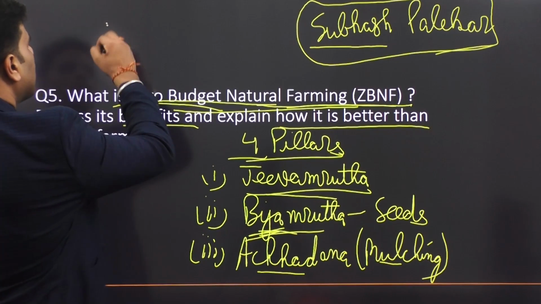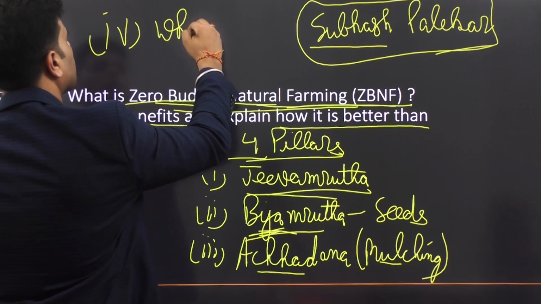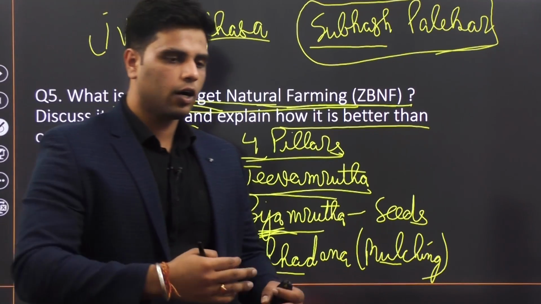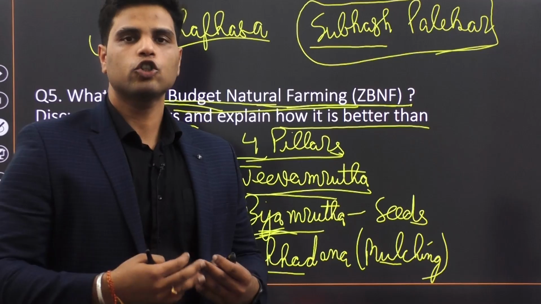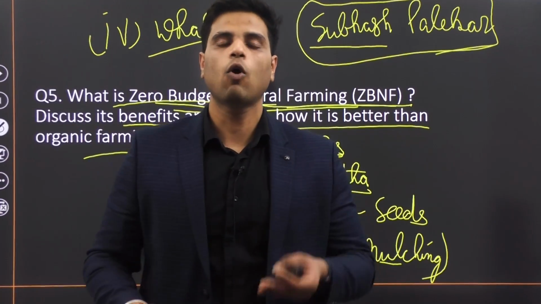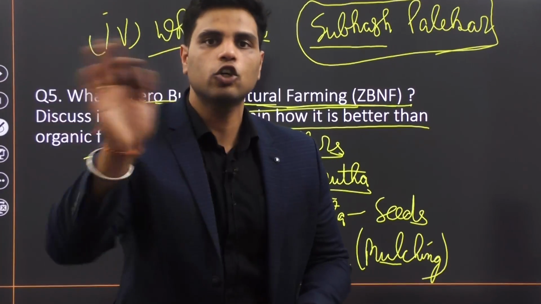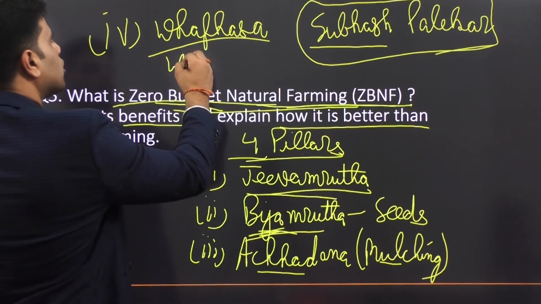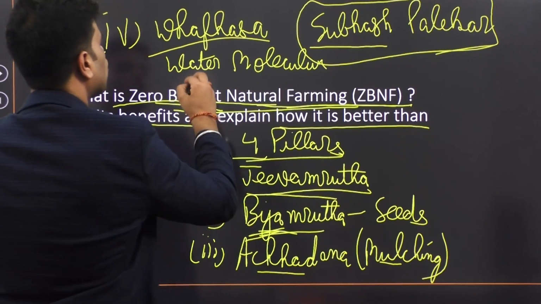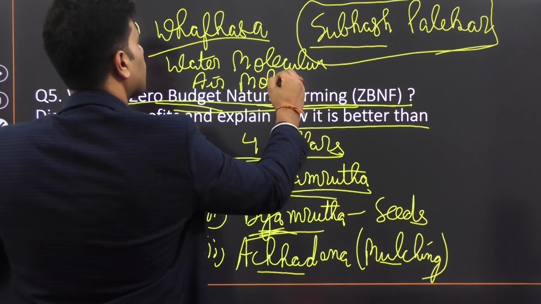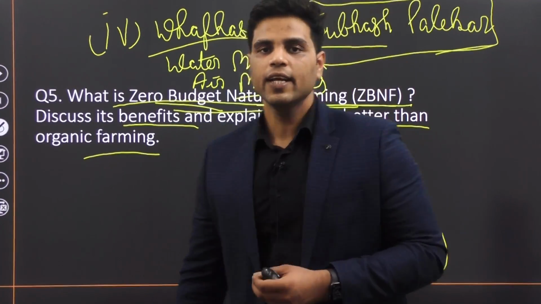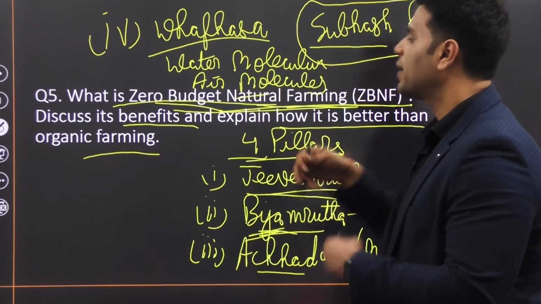And last is Vafasa. Well, Vafasa is actually, you are trying to make your soil breathe. So through various microbes like earthworm and all that, they actually create spaces in your soil so that in your soil there are water molecules, air molecules, which are important for growth of your crops. Right? So through these four pillars, zero budget natural farming is there.